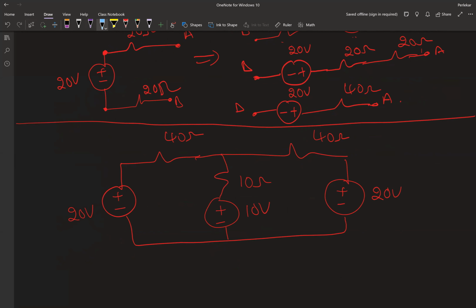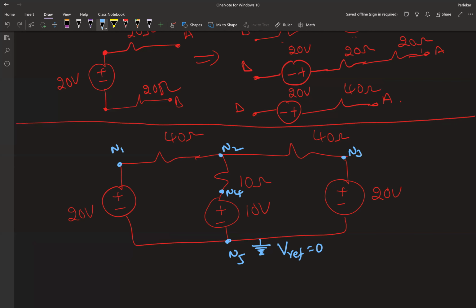Nodal analysis is nothing but finding each node voltage. I mean, label the nodes. I'm going to say N1, N2, N3, N4 here, and N5. In any circuit, we always take one node as a reference node. So I'm going to take this as the reference node. The reference node, we assume it is grounded, and that node voltage is 0. The reference node voltage equals 0.